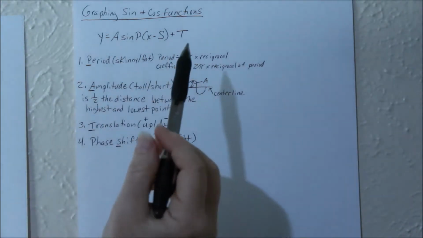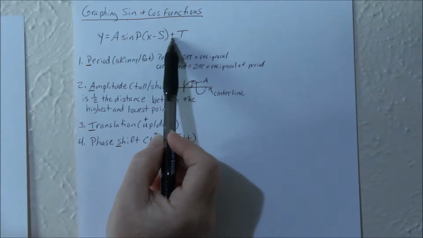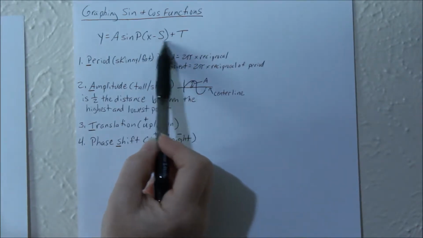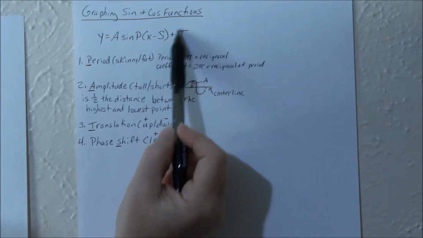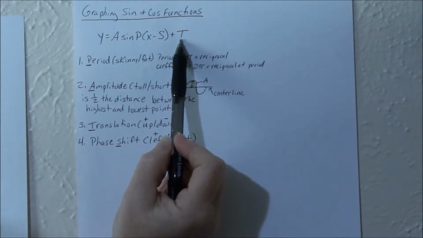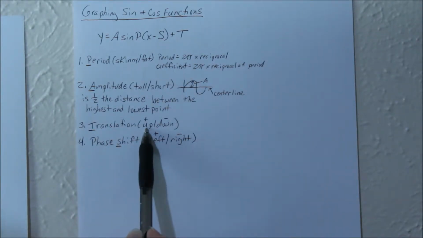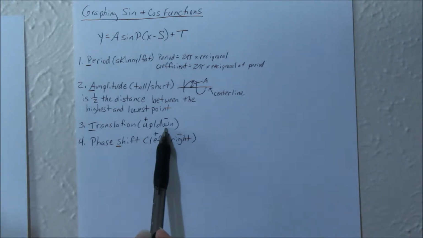If you have a number out here that's being added or subtracted, not inside the parentheses, but outside the parentheses, that stands for translation. Translation will move your whole graph, your whole curve, up or down. If it's a positive number, it translates up. If it's a negative number, it translates down.